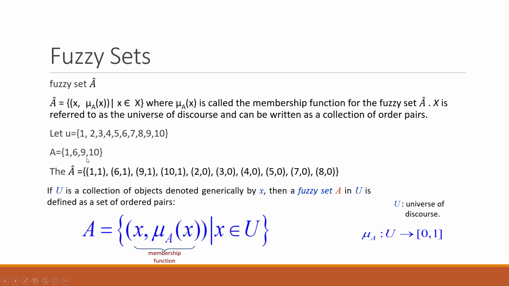So there are 4 elements in this one. How will we construct a fuzzy set from this? Using the definition of a fuzzy set, as I already mentioned, a fuzzy set will be in ordered pairs. So 1, which is an element of this set, and its membership is yes, meaning 1. 1 means yes, this is an element of this set. 6, yes, this is also an element of this set. 9, which is also an element of this set. 10, which is also an element of this set.